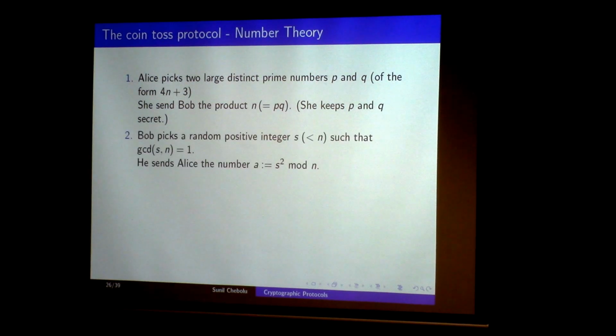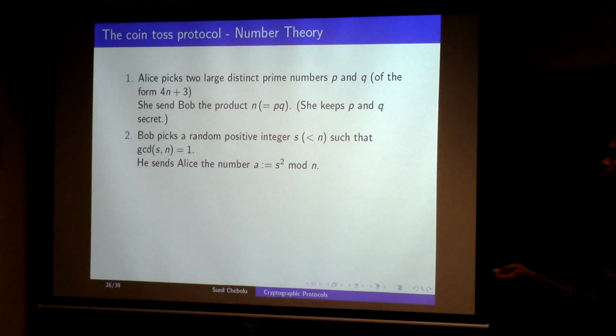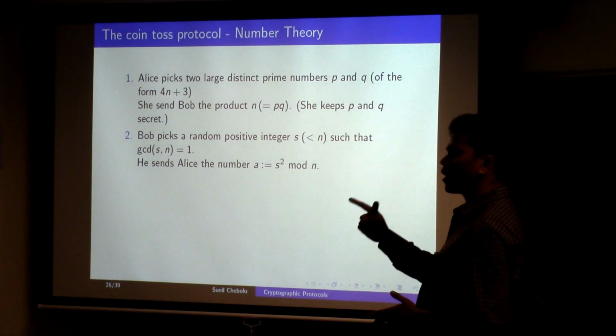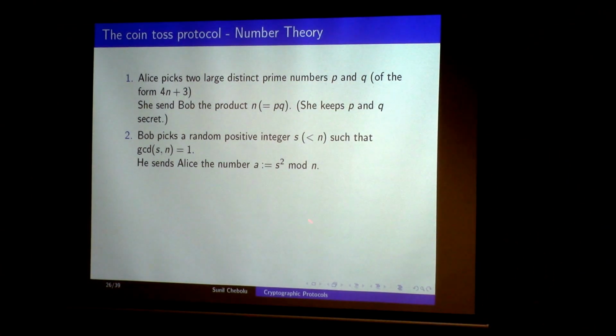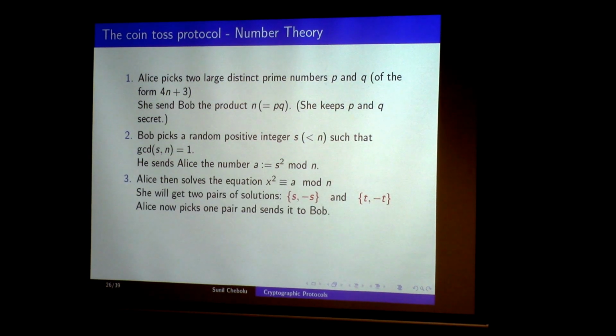What does Bob do then? He picks another integer s, which is less than n, relatively prime to n. He squares that number, reduces it mod n, and gets the number a. And he sends a to Alice. Alice then solves a quadratic equation, x squared congruent to a mod n. And this I'll explain in the next slide. This will have 4 solutions: s, minus s, and t, minus t.